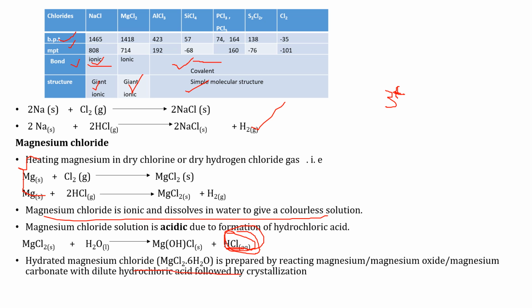Now this compound is always given in your practicals. You're always going to find it in your practicals, qualitative chemistry. And it is prepared by reacting magnesium or magnesium oxide or magnesium carbonate with dilute hydrochloric acid, followed by crystallization. I hope you looked at that in O level. So let's proceed to the next slide.